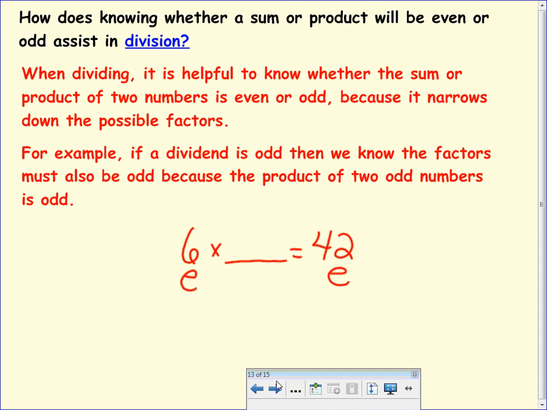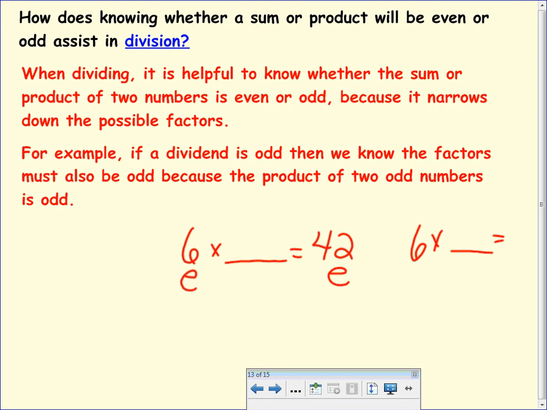It could be an even or an odd. So this one's not the best example that I should not have used. But what about for the odds? Okay, if it was odd, you would have known what to do. 6 times what? 6 times 7 gives me 42.